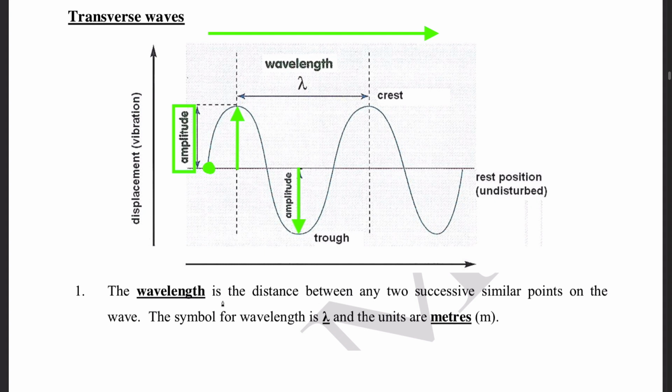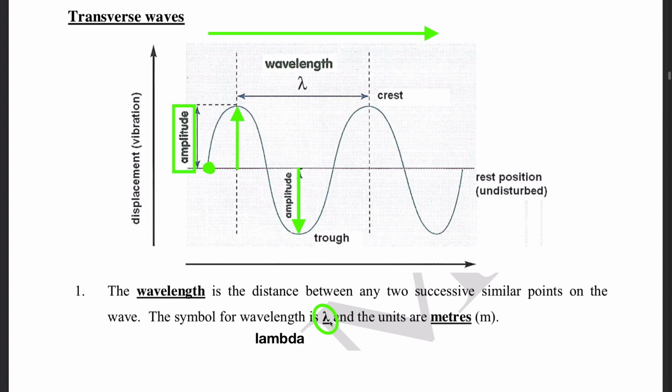Now, the symbol for wavelength, if we want to write wavelength in short, we will use this symbol. This is called lambda. It is spelled like this, lambda. As you might have figured, it is a Greek letter. It is the lowercase Greek letter for L, basically.